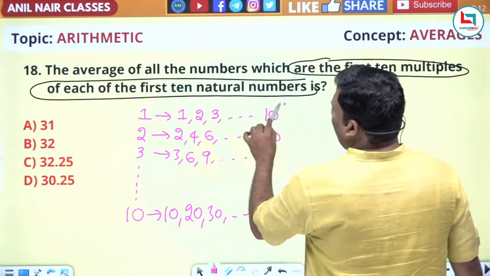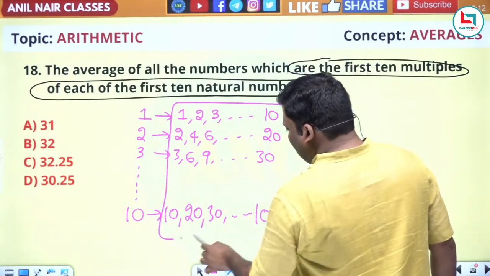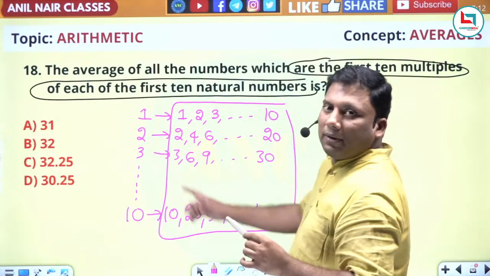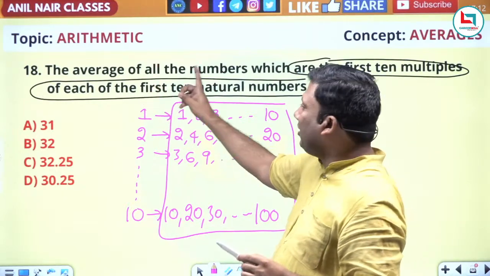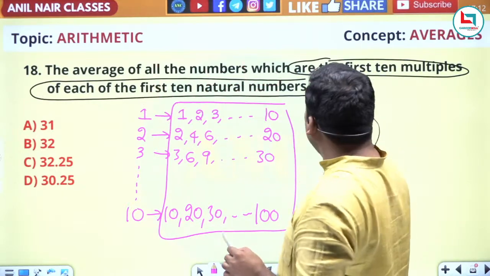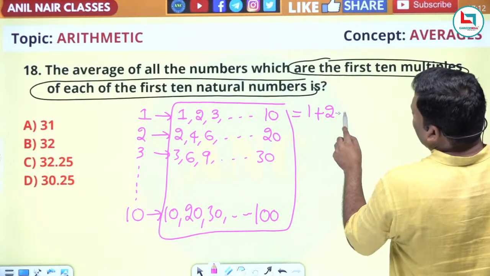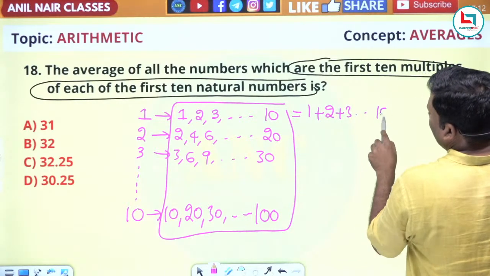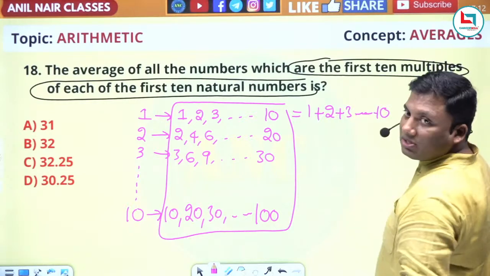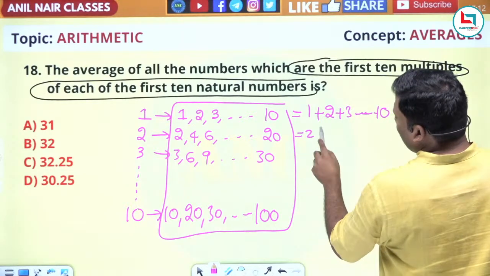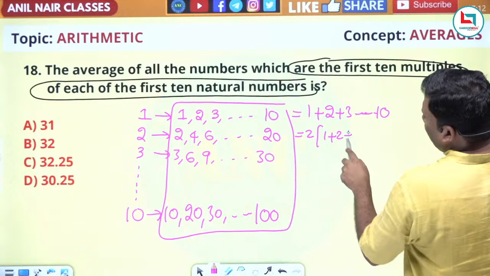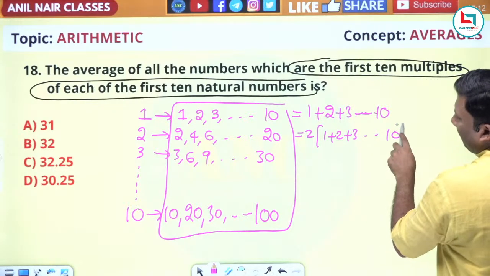I want the average of all these numbers. That is what the question is. Please read the question. Find the average of all the numbers which are the first 10 multiples. Average is sum of the quantities by number of the quantities. 1 plus 2 plus 3 and so on up to 10. 2 times 1 plus 2 plus 3 and so on up to 10.